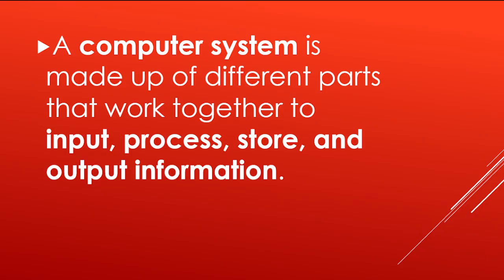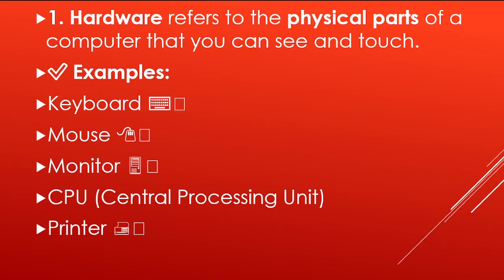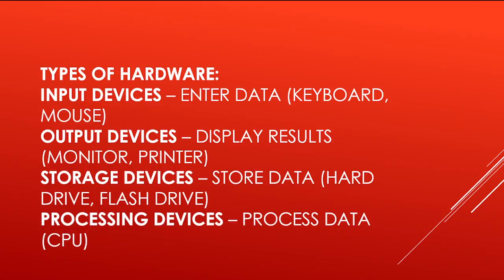So a computer system is made up of different parts that work together to input, process, store, and output information. So here we have the hardware. The hardware refers to the physical parts of a computer that you can see and touch. Examples of it are keyboard, mouse, monitor, CPU, which is central processing unit, and the printer.